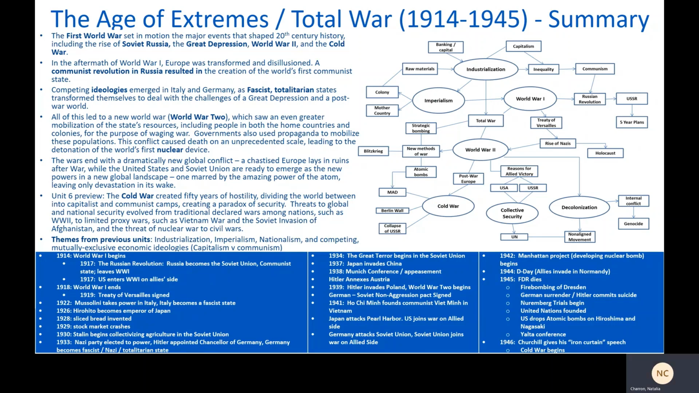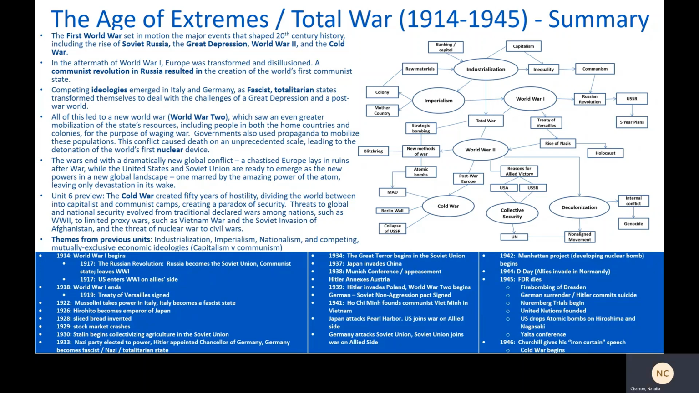In our next unit, we'll be looking at the Cold War, which created 50 years of hostility dividing the world between capitalist and communist camps, creating a paradox of security. Threats to global and national security evolved from traditional declared wars among nations, like World War II, to limited proxy wars, like the Vietnam War and the Soviet invasion of Afghanistan, and the threat of nuclear war to civil wars.